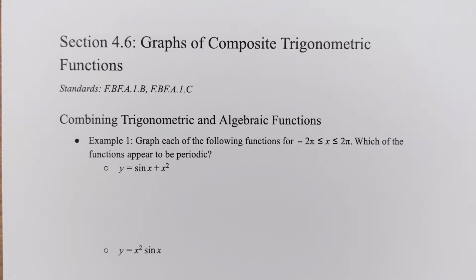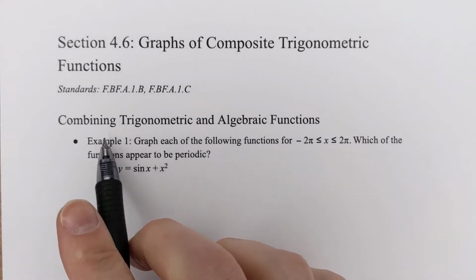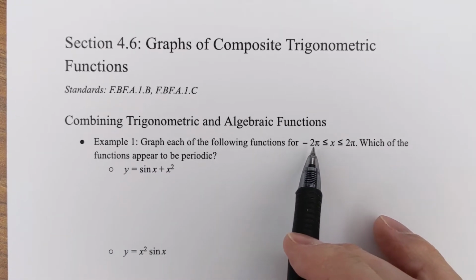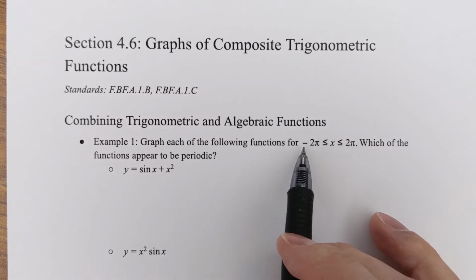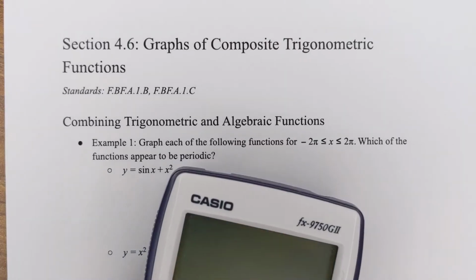Here are the notes for section 4.6, which is the graphs of composite trigonometric functions. So we've got combining trigonometric and algebraic functions. Graph each of the following functions on the interval negative 2 pi less than or equal to x less than or equal to 2 pi. Which of the functions appear periodic?